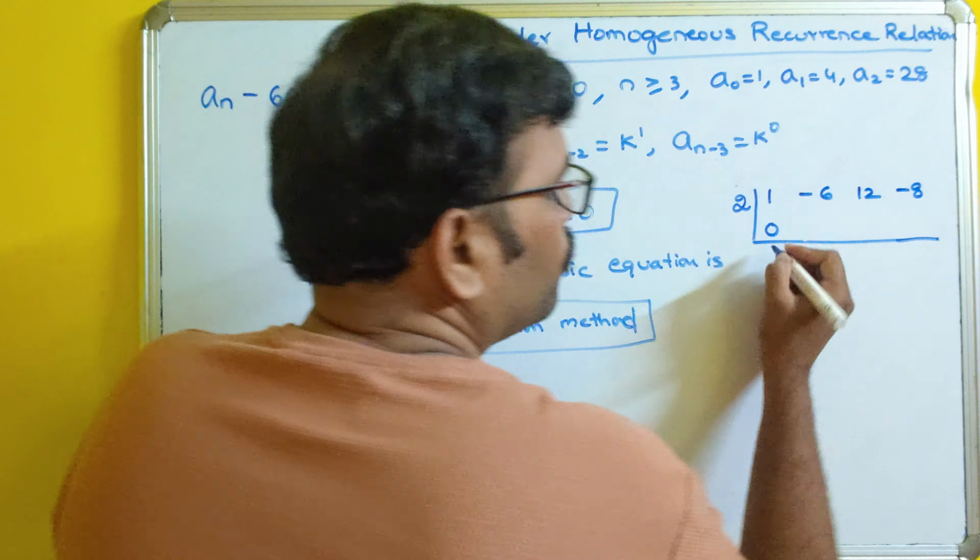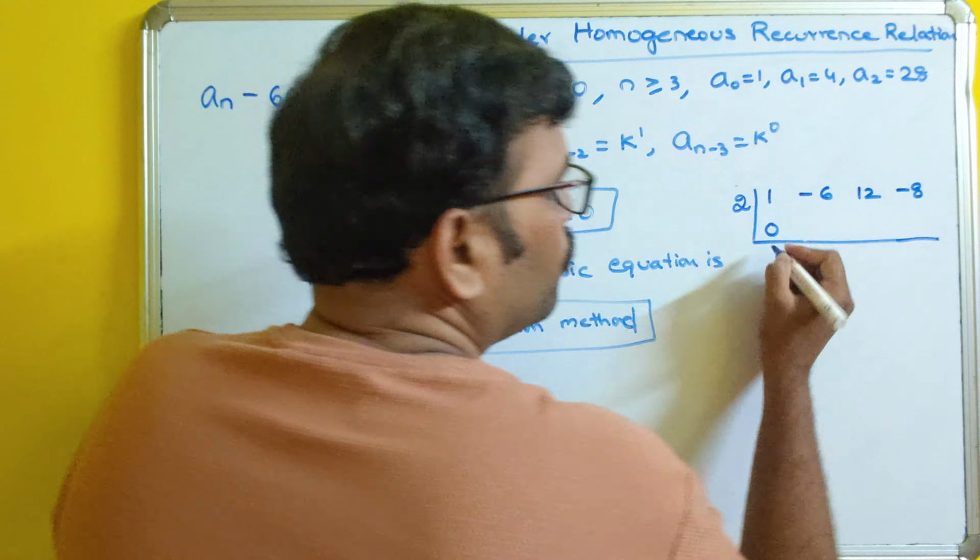So 1, 2 ones, it's a 2. Minus 6 plus 2, minus 4. 2 into minus 4, it's minus 8. It is 4. 2 fours are 8. And in the last column, you got 0 here.